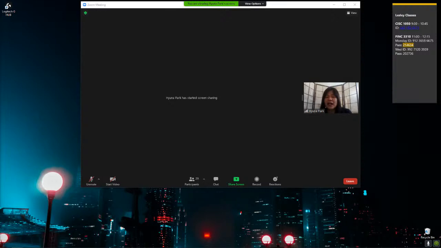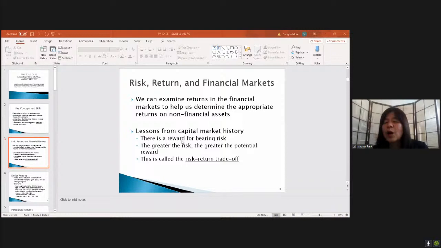One of the most important lessons we learned from the financial market history is that there is a reward for bearing risk. In other words, investors require a risk premium. Investors require higher return on risky investments, so they apply a higher discount rate, which means the price is lower. Risky assets are sold at a lower price, so on average, returns are higher. The greater the risk, the greater the potential reward. Investors who are willing to take more risk have been rewarded. That's one of the most important lessons.